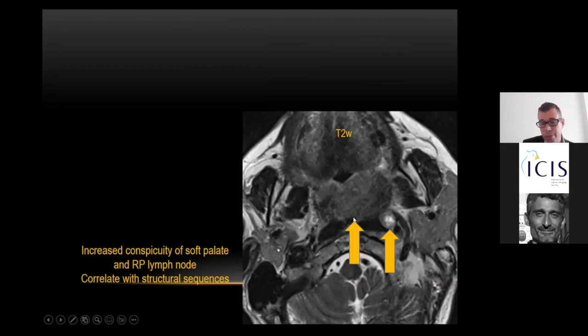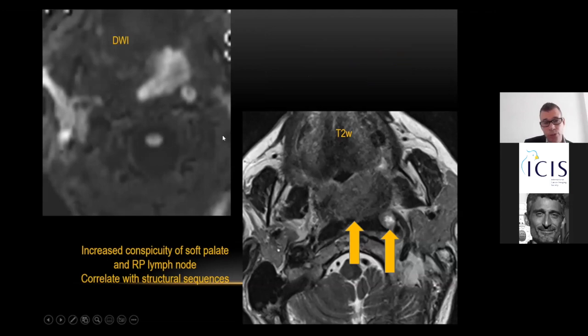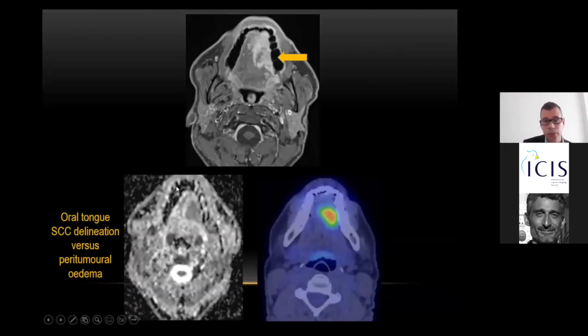If, for instance, this soft tissue tumor is merging with the adjacent normal soft tissues, when we do a diffusion-weighted sequence, we can see it's much better demarcated, so improving our staging and improving our delineation for radiotherapy planning. However, you can see there's very, very poor background signal elsewhere within the image, so we always need to correlate with structural sequences.